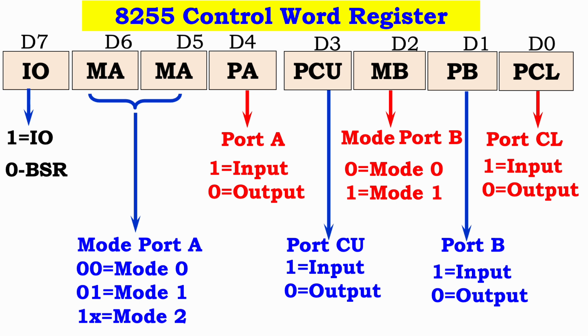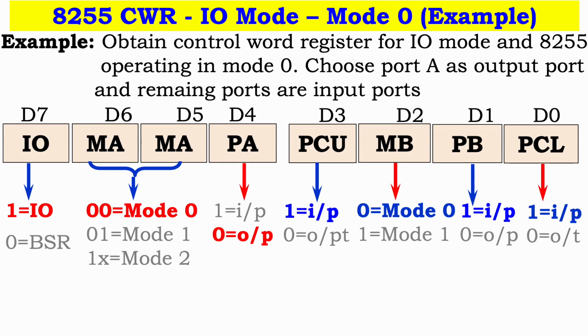Now port C upper can be used as an input or output port in the same way. The D2 bit is the mode of port B, which can be selected as mode 0 or mode 1. This will be useful in the coming examples. Now there is the D1 bit, which is port B, and it can be used as an input port or output port. Port C lower, D0, can also be used as an input or output port. Let us see one example.